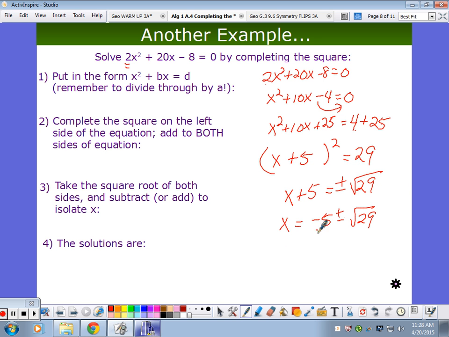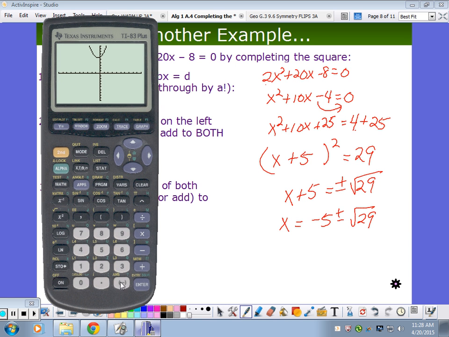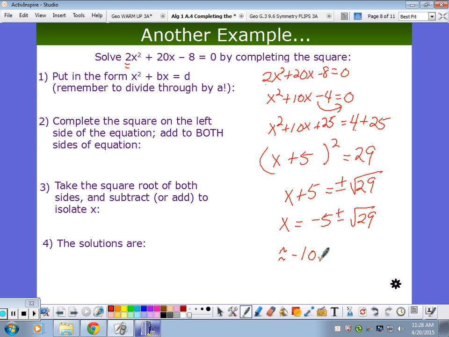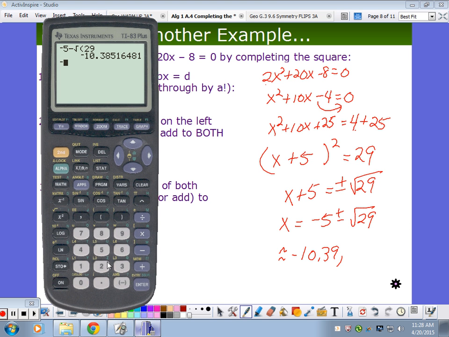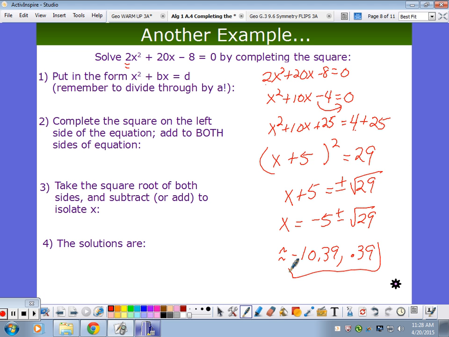Now, what if I want it as decimals? That's where your calculator will help you. Negative 5 minus the square root of 29, approximately negative 10.39. That's one solution. Now I add the square root of 29 to negative 5, which gives approximately 0.39. Look at that.